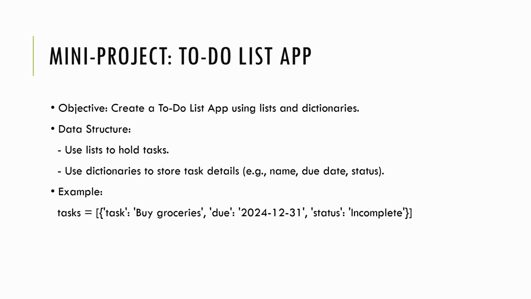For your mini project, we will build a simple to-do list app. We will use lists to hold tasks and dictionaries to store additional details like the task name, due date, and status. Here's an example of a task stored in a dictionary. This will help you get comfortable with combining lists and dictionaries.